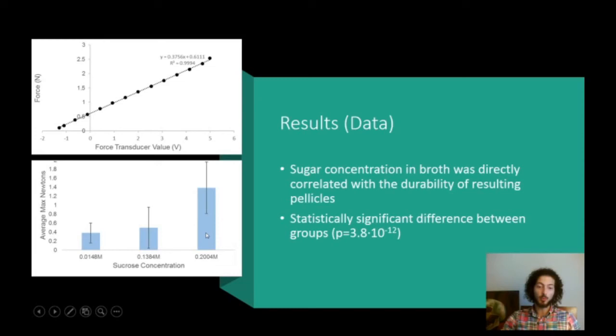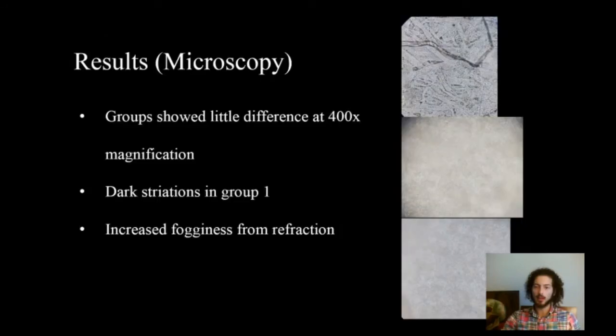As for the microscopy, there aren't a lot of differences that could be observed at 400 times magnification, but the thinnest pellicle was the most interesting to look at because it had these dark striations that were caused by wrinkling from the pellicle drying unevenly and contracting in certain areas more than others. And these wrinkles were visible under the microscope, and larger wrinkles were visible with the naked eye.